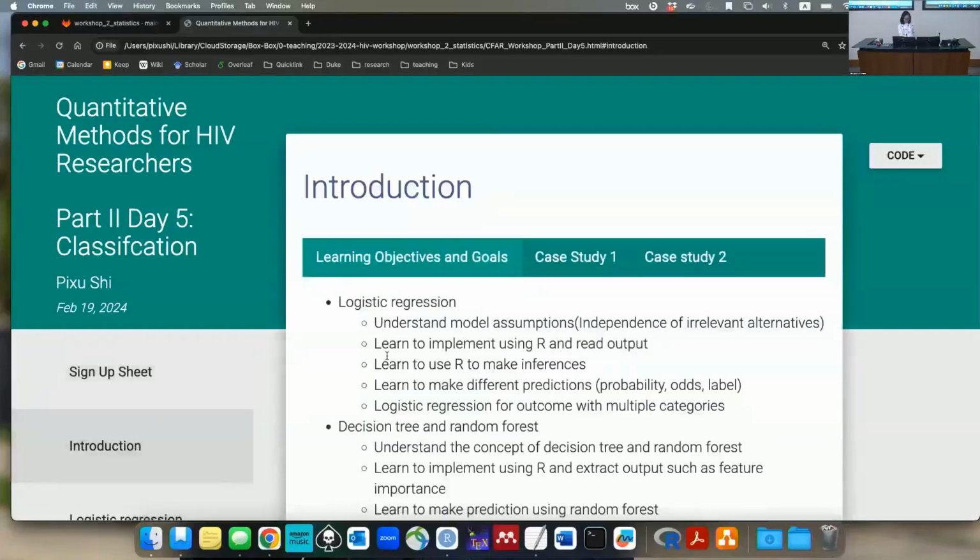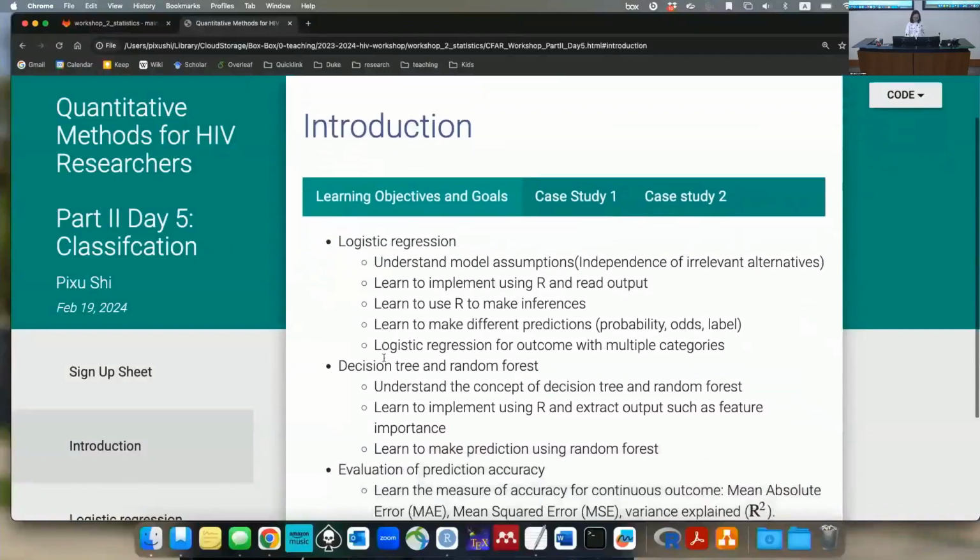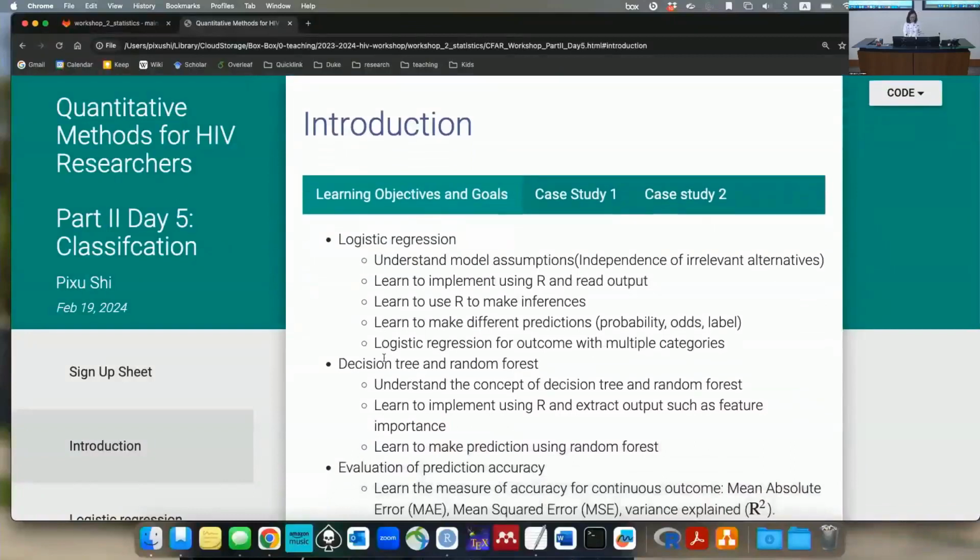So today we're going to talk about classification, and we're going to cover two very popular and useful classification tools, the logistic regression and random forest. And we'll also talk about different measures to evaluate prediction accuracy, including both the prediction accuracy for continuous outcome and the classification accuracy for categorical outcome.